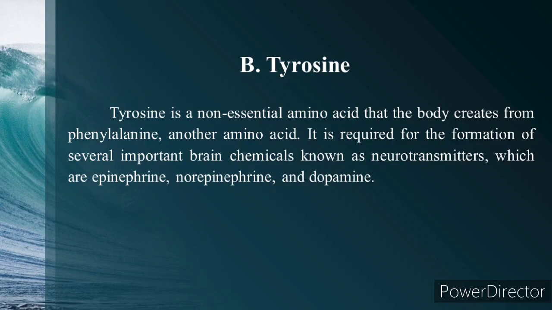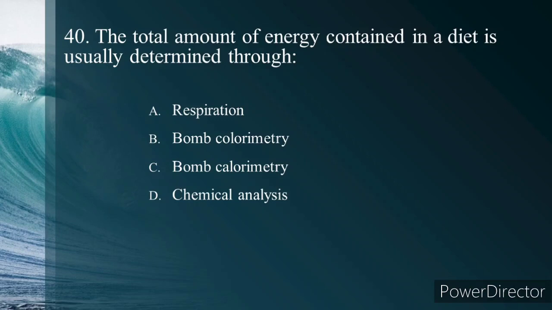Number 40. The total amount of energy contained in a diet is usually determined through A. Respiration. B. Bomb calorimetry. C. Bomb calorimetry. D. Chemical analysis. The answer is C.